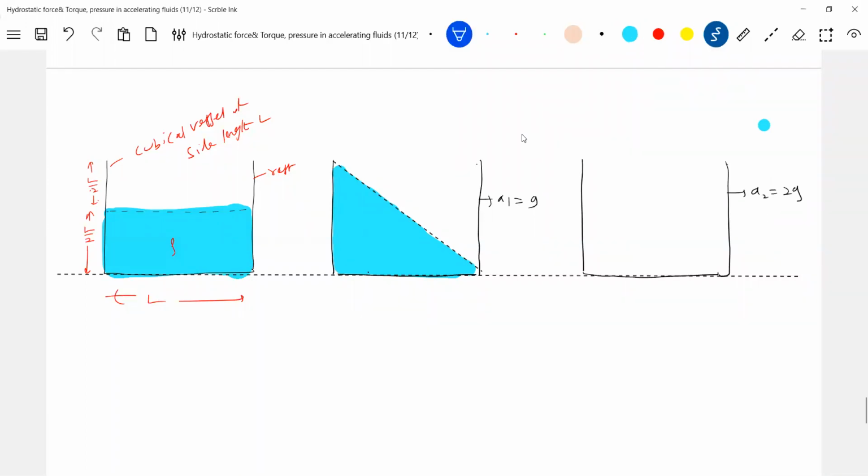So what is this theta? Theta 1 will be 45 degrees. No, I'll make the acceleration more than that. So where does the free surface go? The same discussion we had. So don't draw it like this. If you draw it like this, I'll bang my head against the wall.